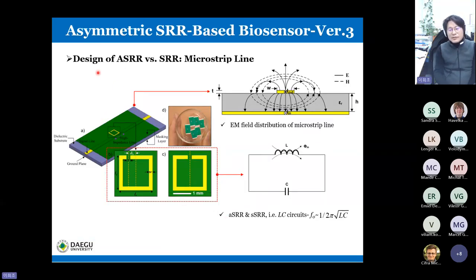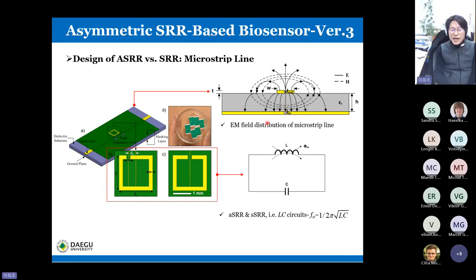Okay. This slide shows the schematic of the asymmetric SLR-based sensor, which is at the biochip level to combine the small sample on the resonators. This image represents the fabricated sensors. The individual asymmetric SLR area is just 10 by 20 millimeters squared. This is a very small sensor. This sensor is based on the microstrip lines. A microstrip line consists of a signal line, substrate, and ground plane.